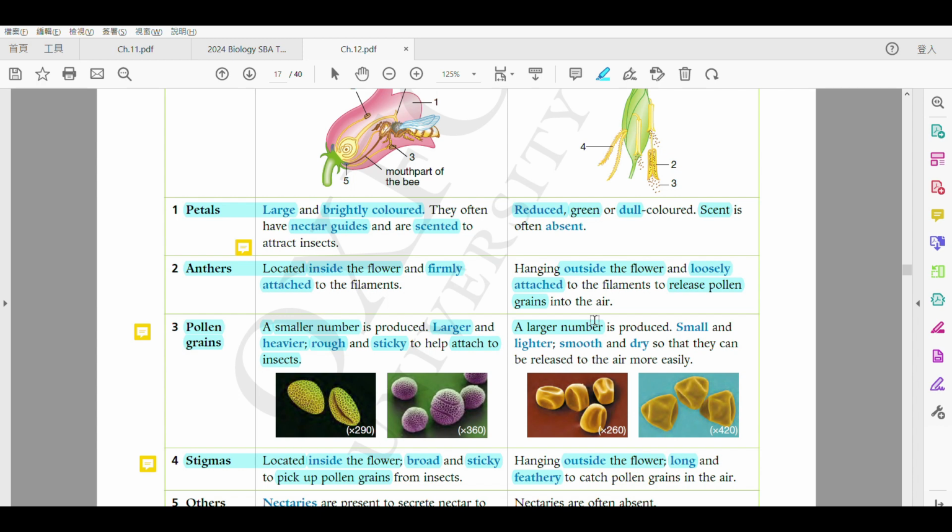Okay, and then on the other hand，另外一部分咯喎，就會講到呢個 wind pollinated flower 啦。And this time a large number because most of them will be blown to somewhere they don't want to be. Okay, maybe on the road, maybe to some other, maybe to human. All right, so they unlikely travel to their destination. 未必去到佢哋想去嘅地方啦。So therefore, a larger number is produced, and they're usually small, lighter, smooth, and dry. 得唔得？So that they can release to the air and they can be carried by the wind more easily. 得唔得？可以寫啊。So they can be carried by the wind more easily.